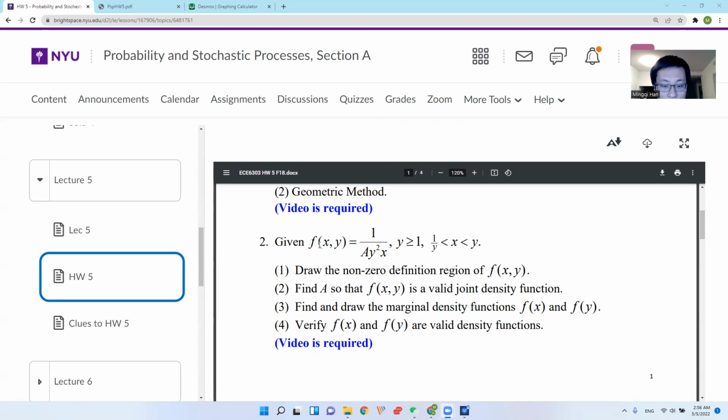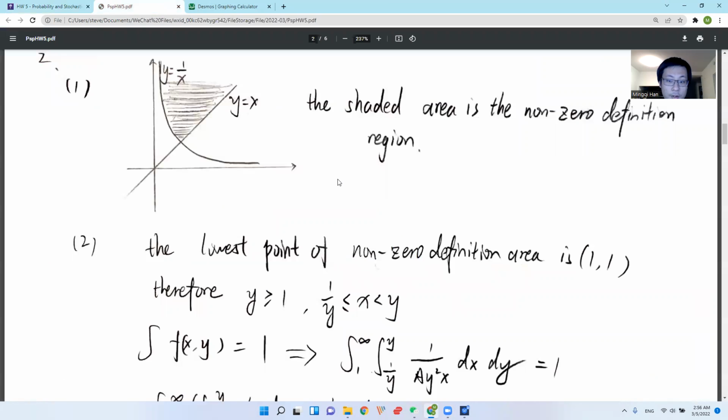In this question, we are given this formula for f(x,y) equal to 1 over a y squared x, where a is a constant, and we're also given the constraints that x and y each have. The first small question is to find the non-zero definition region of f(x,y). And here's the solution for that.